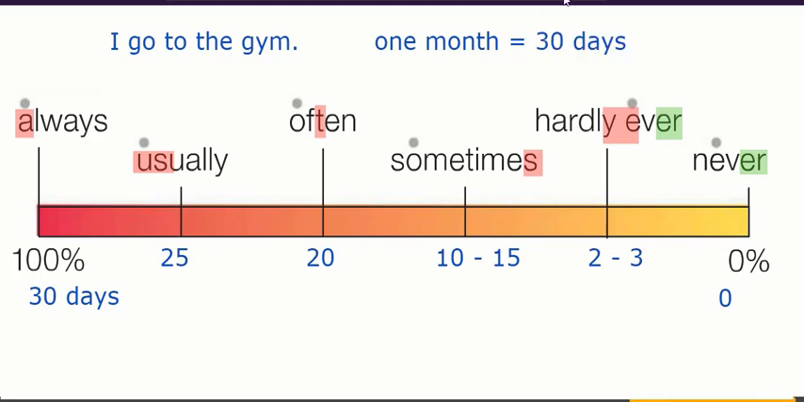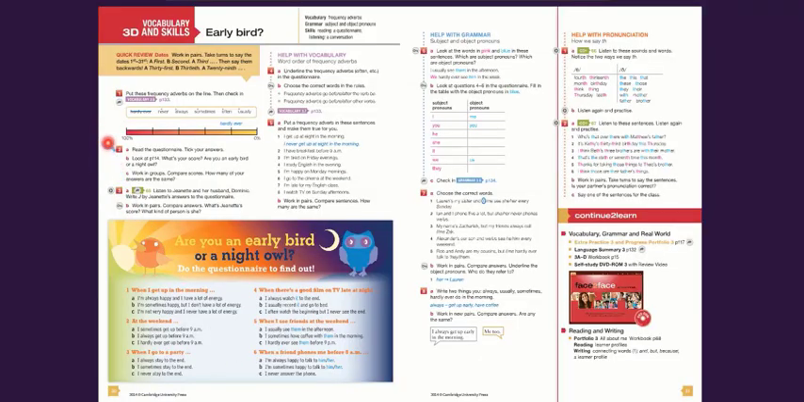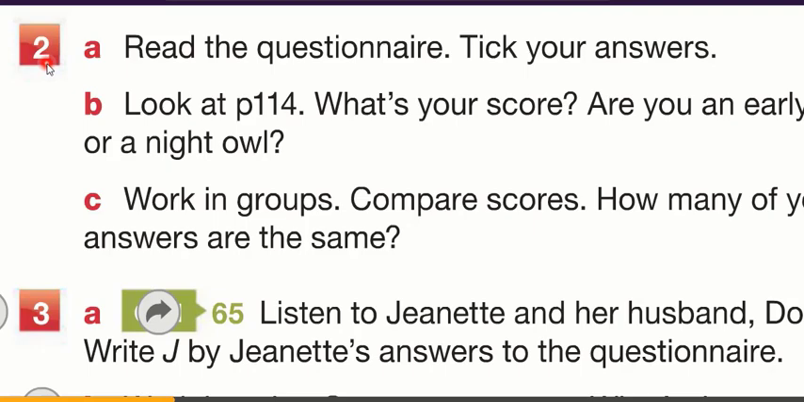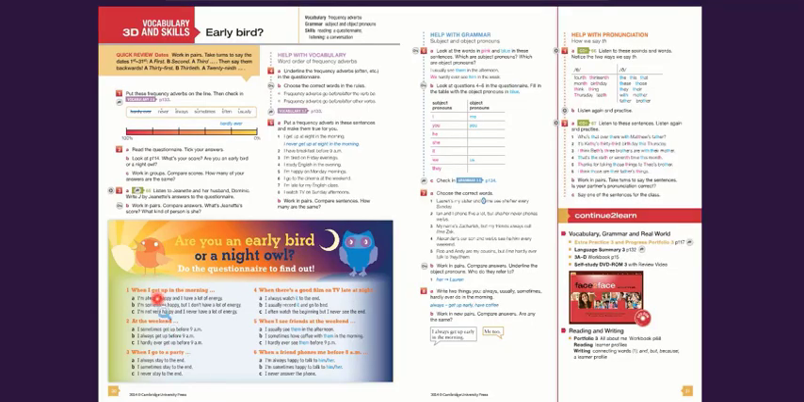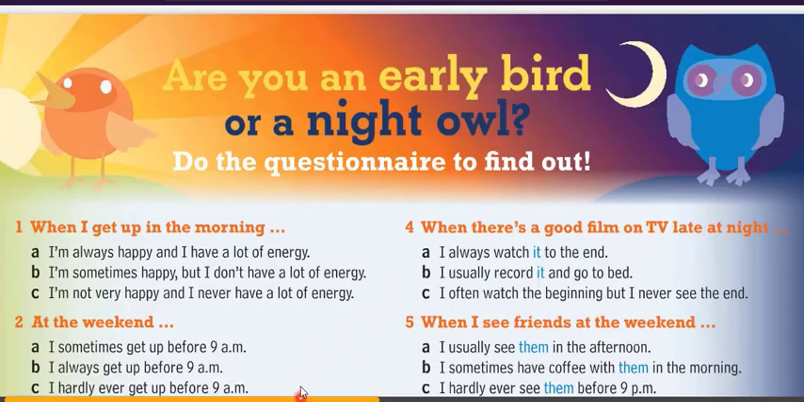Okay, let's go back to the lesson page. Now, in exercise number 2, read the questionnaire, tick your answers. So here in the questionnaire, we have, are you an early bird? This is a bird. Or a night owl? This is an owl. So early bird, people who sleep early and wake up early. Owl, people who sleep late and wake up late.